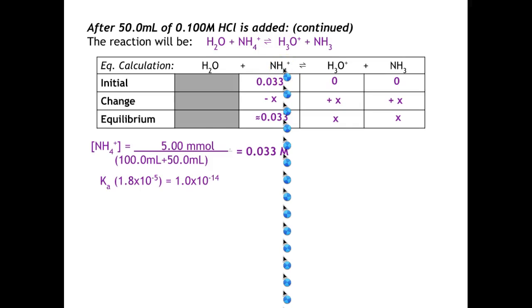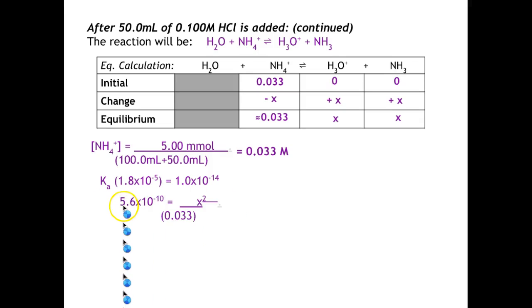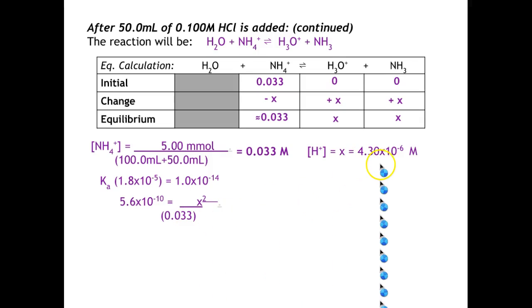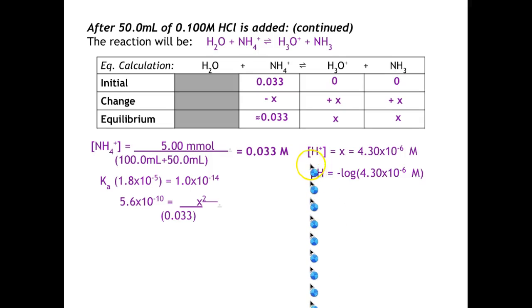So to do that, Ka times Kb is equal to the water constant, 1.0 times 10 to the negative 14th. So we're going to solve for our Ka. So our Ka value is 5.6 times 10 to the negative 10th. We're going to set that equal to x squared, right, our products, over our reactants, our initial concentration, which is 0.033. And so we're going to get an x value of 4.3 times 10 to the negative 6. Then we're going to find pH, because we have hydrogen ion concentration, by taking negative log. So our pH at the equivalence point is going to be 5.37.